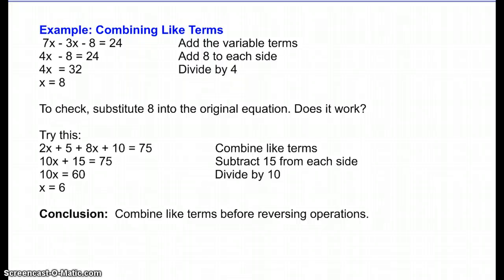But we want to solve for x. So we're going to subtract 15 from both sides. And we end up with 10x equals 60. To find out what x equals, we have to divide both sides by 10. So when we divide, we get x equals 6. So here you had several steps. You had combining the like terms, then we subtracted to remove the 15, and then we divided by 10. 3 steps to solve this equation. The conclusion here is that you must always combine the like terms before you start reversing the operations. It just makes things much more simple.